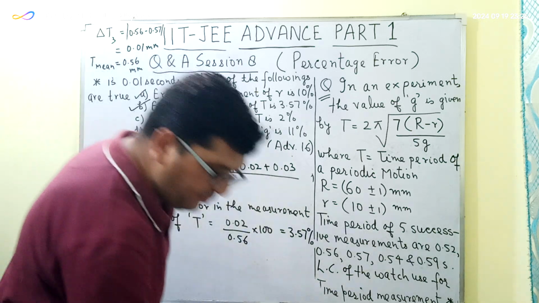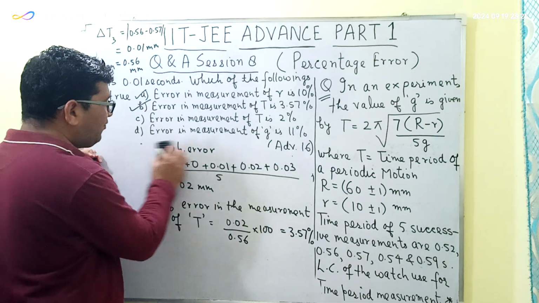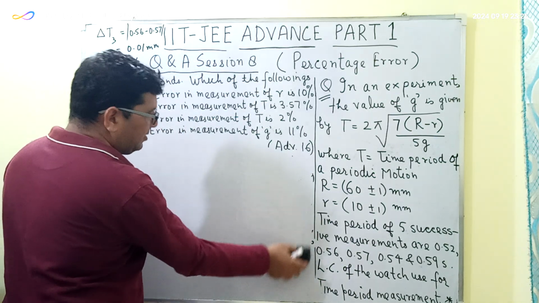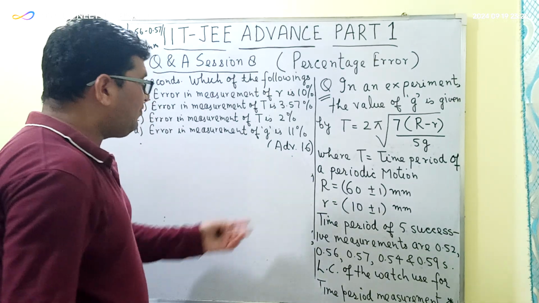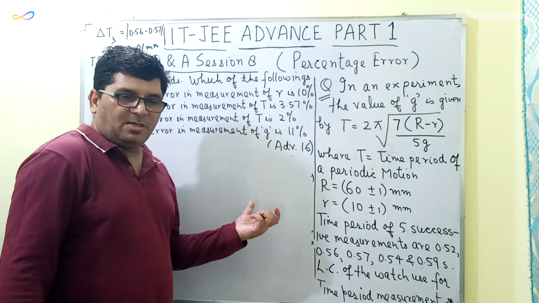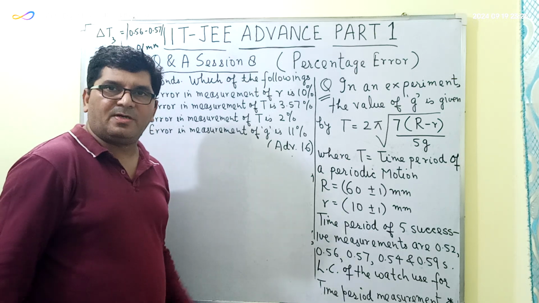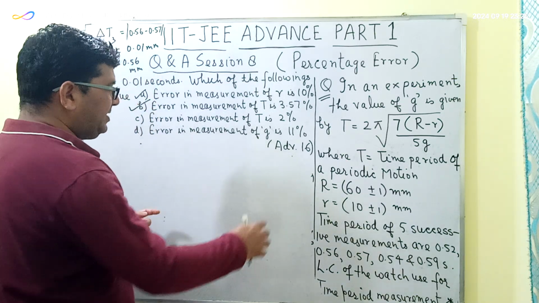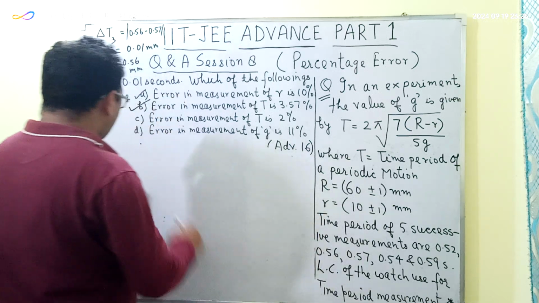Now the last is we have to find the error in the measurement of the acceleration due to gravity. So this is a very easy question. The only thing is that it involves some amount of mathematical calculation. Otherwise, the question is very easy.